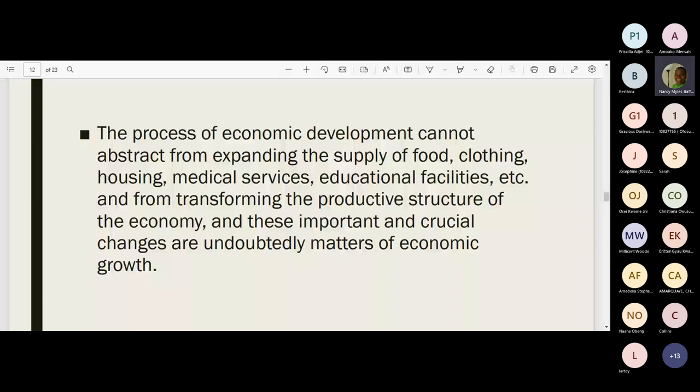And these important and crucial changes are undoubtedly matters of economic growth. So the ones that we listed there are connected to growth of the economy. We are focusing on development, but the man is saying growth aids or improves development. So the two are closely tied together. That is where we got to.